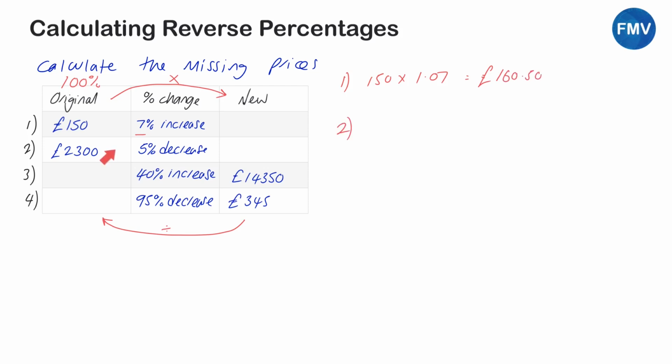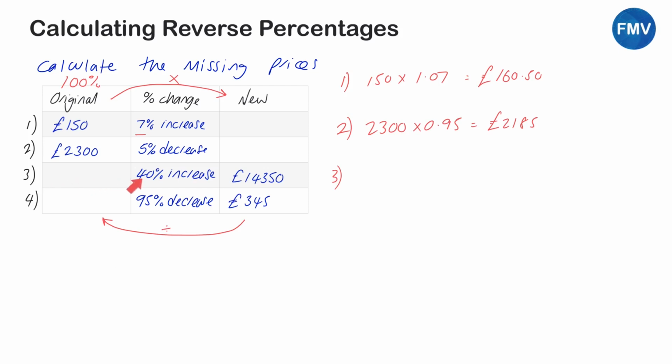Question 2, very much the same. We are multiplying, and this time we've got a 5% decrease. So that's 100% minus the 5%, so that's 95%. Careful on these ones, increase going up, decrease going down, really important. So we have got 2,300 multiplied by 0.95 for 95%. Again, put that in your calculator and you're going to get 2,185.